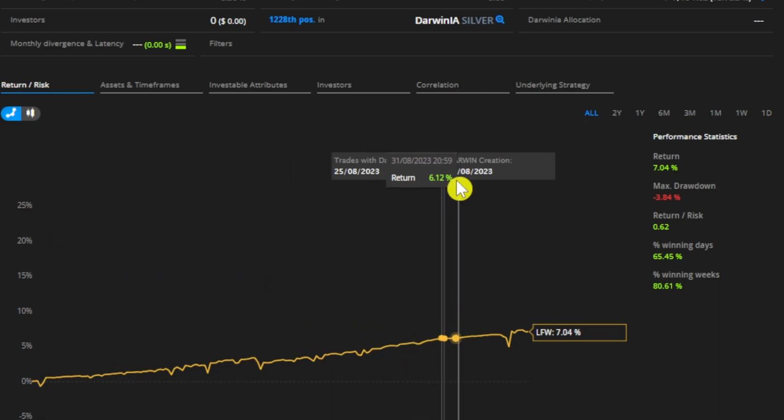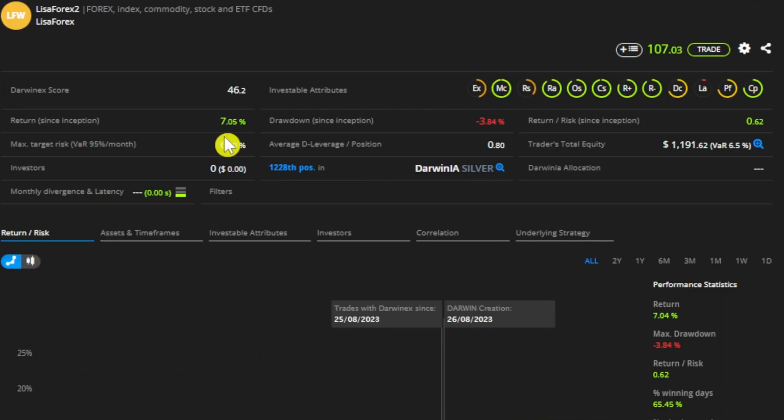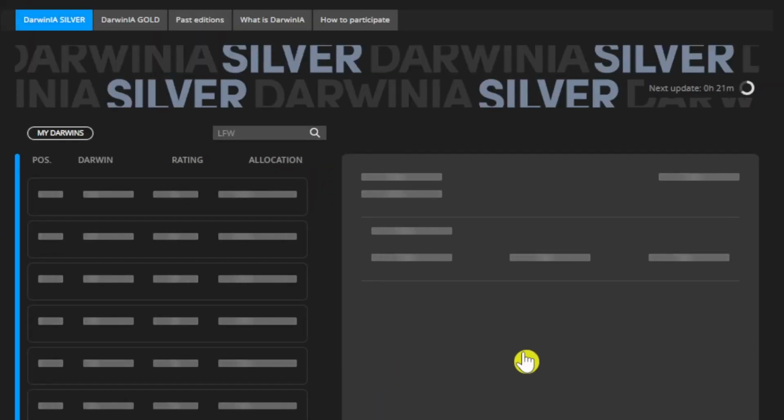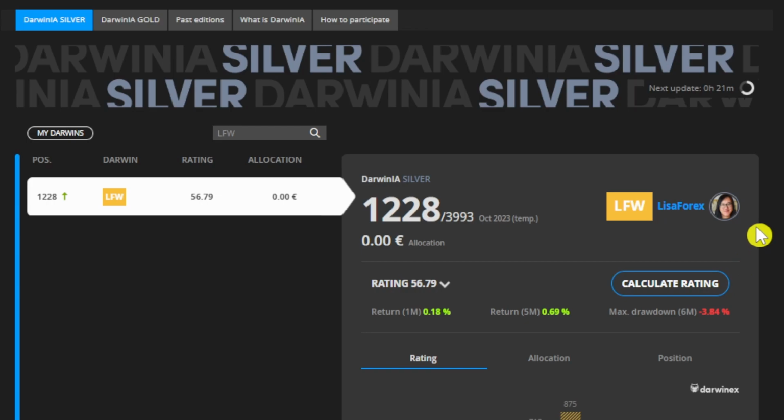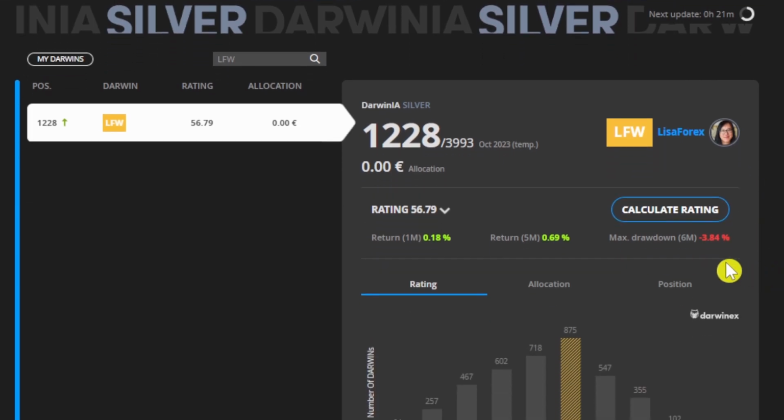And the second line where my Darwin was created, that is the point where I started using the same robot on the past month and a bit. So this account is up 7.05% and with a drawdown of 3.84, but that is throughout the entire period. If I go to this, now it will tell me what my returns have been since I started trading with Darwinex Classic. And my returns have actually been 0.18% with a 3.84% drawdown.